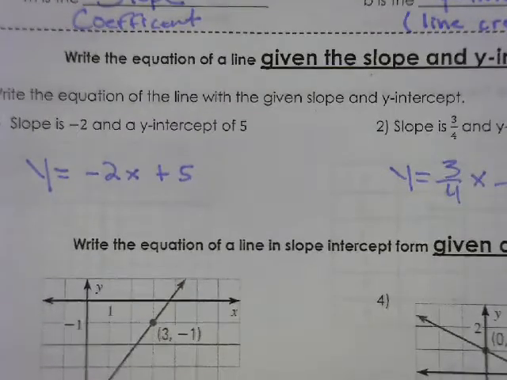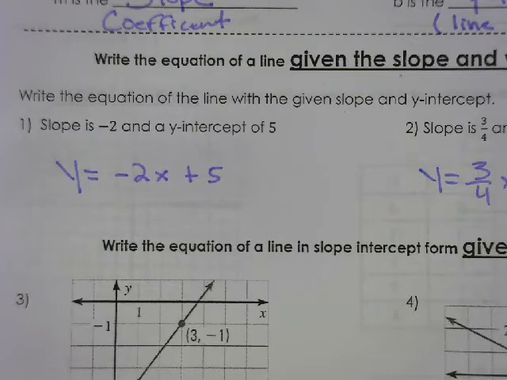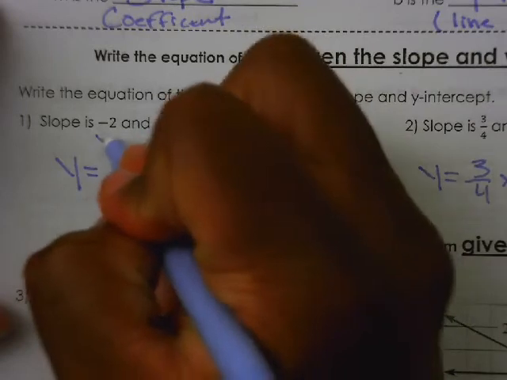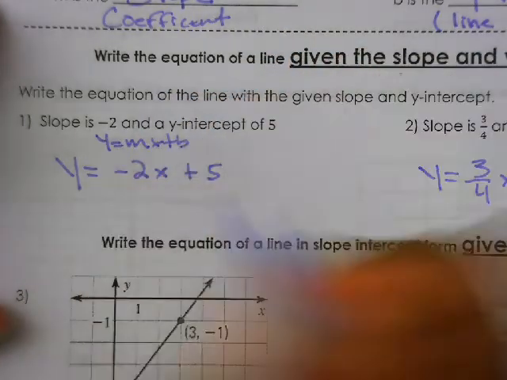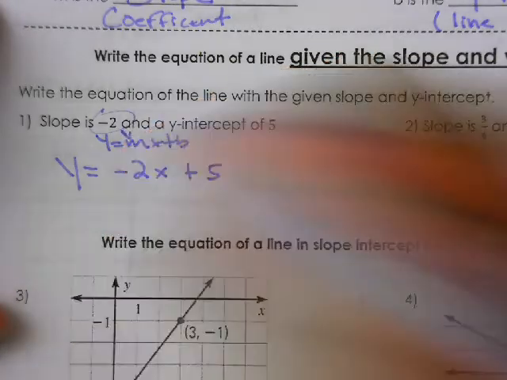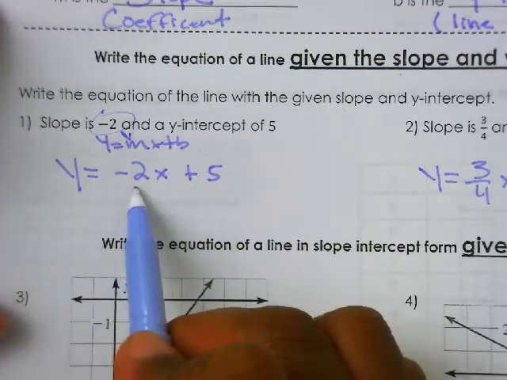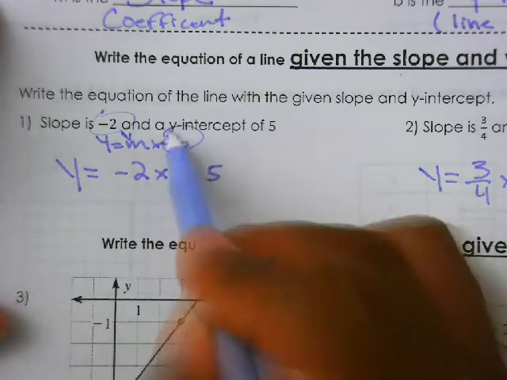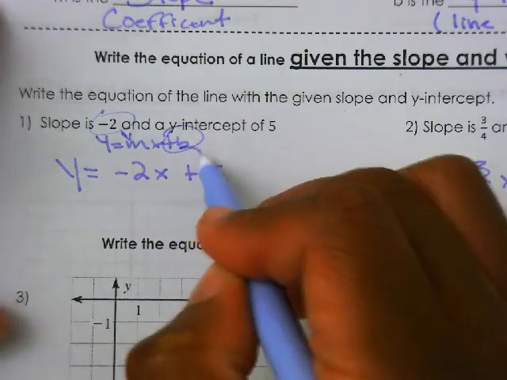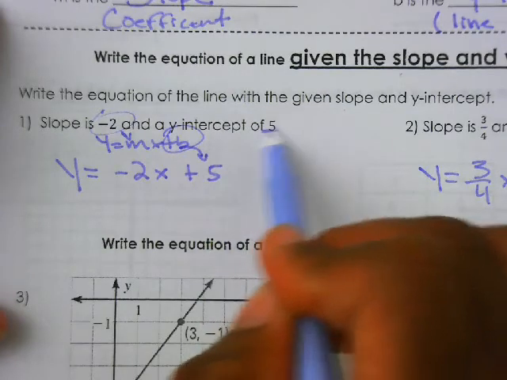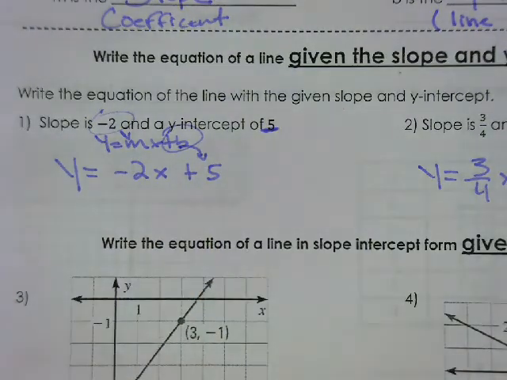All right. So the first question says, write an equation of a line given the slope and y-intercept. So we're given the slope and the y-intercept, and it's asking us to write an equation. If the slope is -2, again, it's y equals mx plus b, so -2 goes where the m goes. So we put y equals -2x. If the y-intercept is +5, we put +5 because it's positive. So it'd be -2x plus 5.